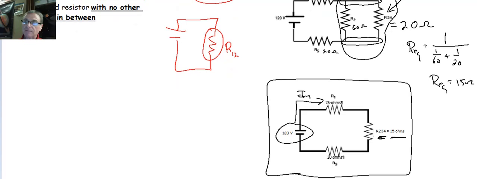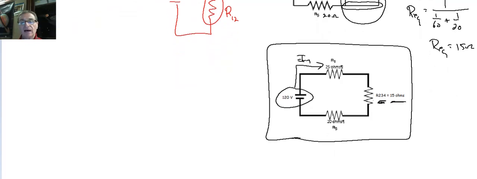Well, now what I've got is a series circuit. It's the simplest kind of circuit that I can have. So I can find out all kinds of good information. I can get I total, because I know what R total is going to be. R total is just going to be the sum of the three resistors. So I have a 25 ohm resistor, a 15 ohm resistor, and a 20 ohm resistor. When I add those up, 25 plus 15 is 40, plus 20 is 60 ohms. That's the total resistance from my combination circuit.